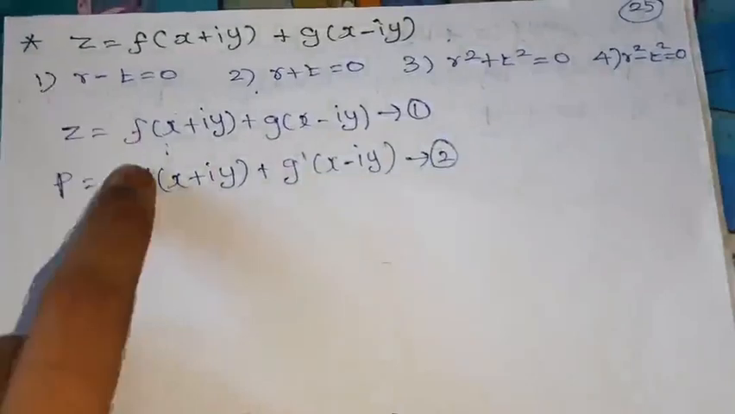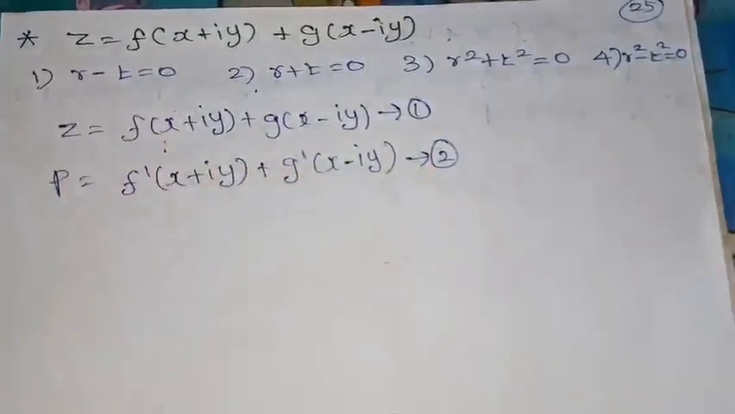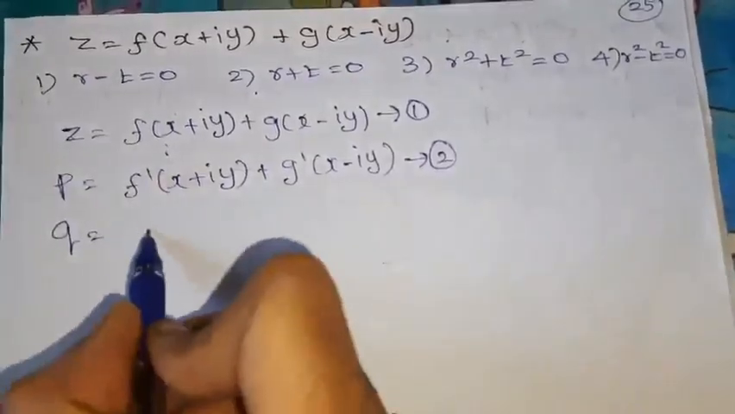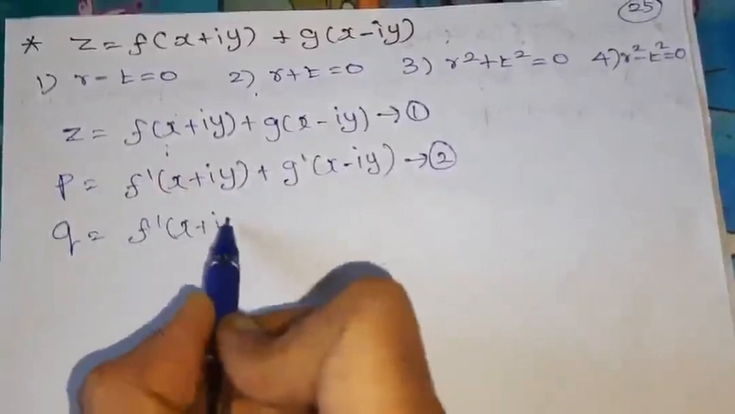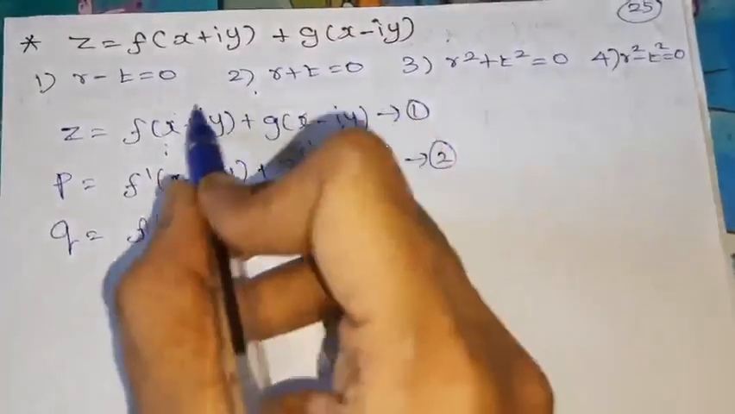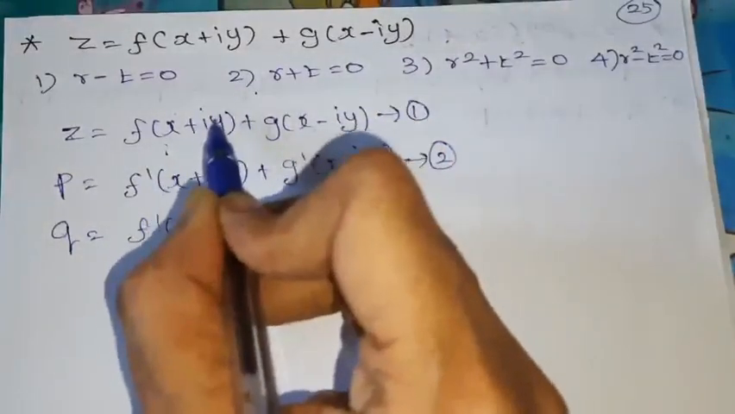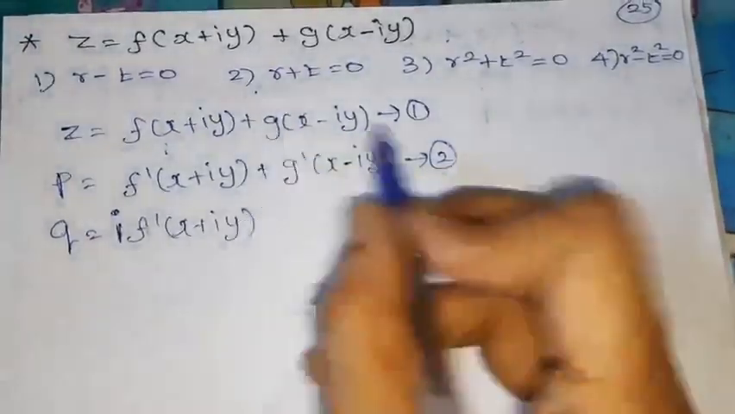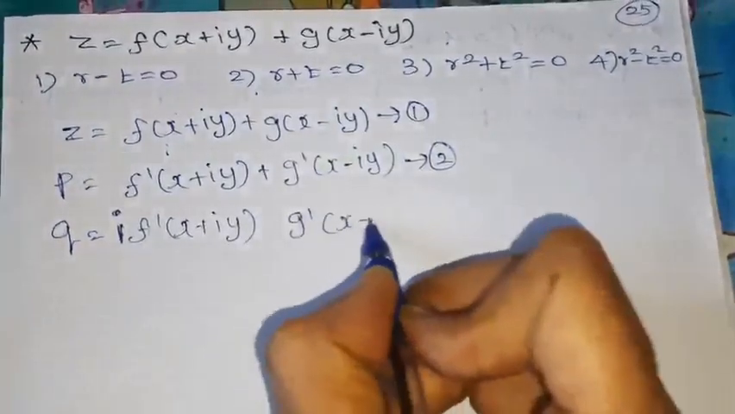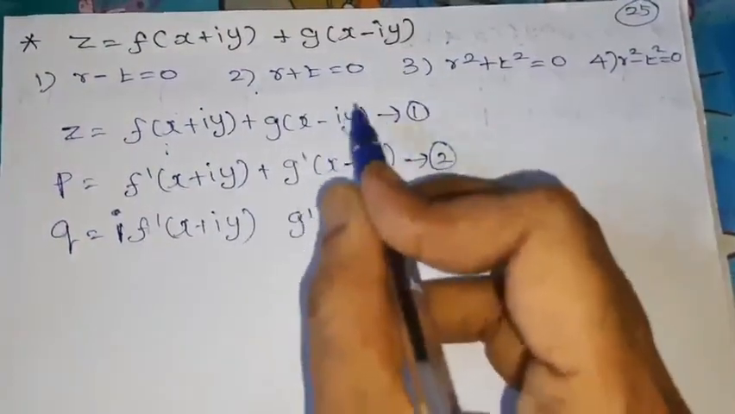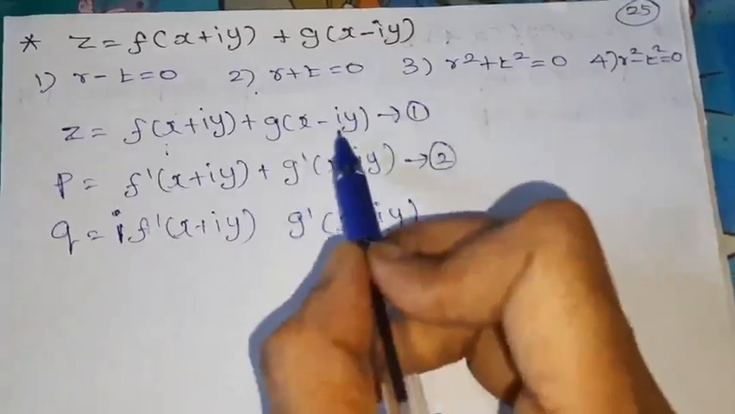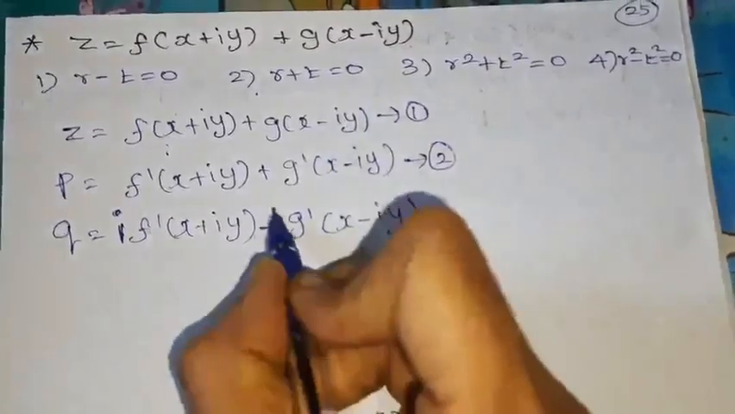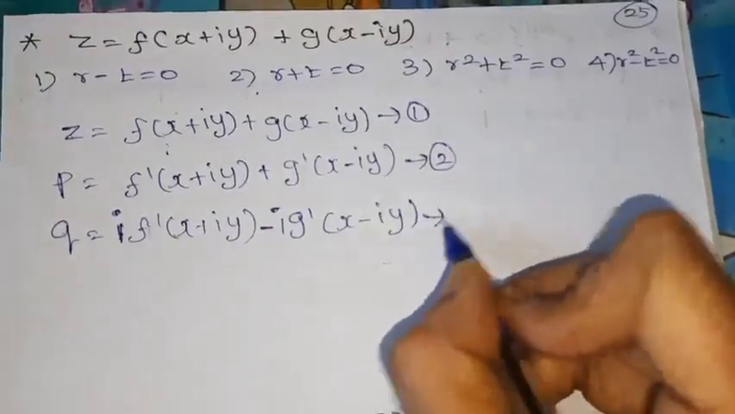Then we need to partially differentiate equation 1 with respect to y. So q equals dou z by dou y. Then f dash of x plus iy; when we differentiate the inside again, we get i, multiplied by the i value. Then again g dash of x minus iy; differentiating the inside again, we get minus i. So minus i. See, it is equation number 3.